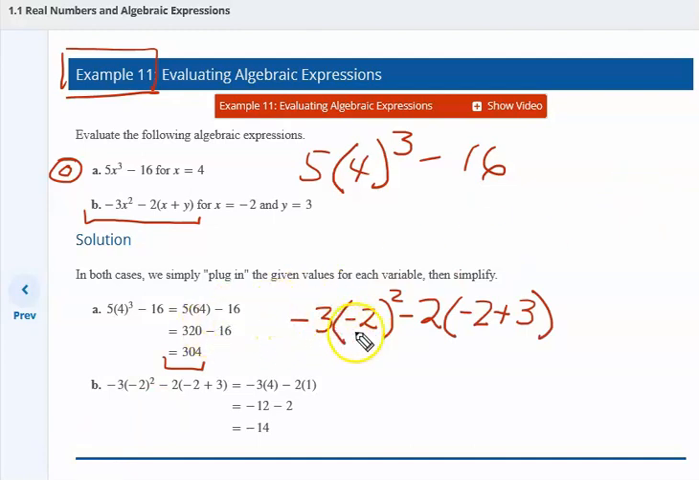So I've copied it and substituted where I could. So a negative 2 squared becomes a positive 4. Negative 3 times 4 gives me a negative 12. Now I do what's in the parentheses first. This is going to end up as a 1. So negative 2 times 1 is negative 2. That adds up to a negative 14.